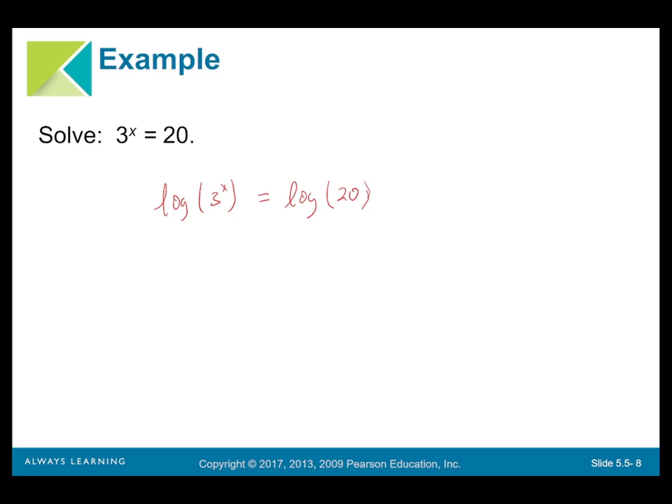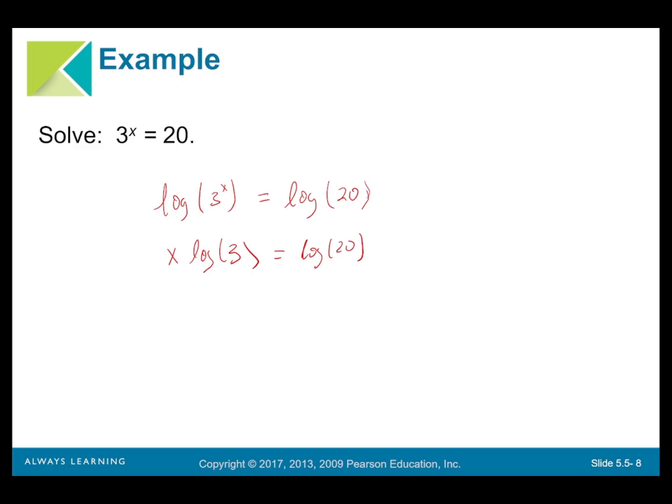It's totally fine to go with base 10 here. I would suggest if there's e's in the equation to do a natural log. Those are pretty much the two that you'll deal with, log base 10 or natural log. Here, log base 10 makes sense. What we can do now is move that x out of the exponent and put it in the very front. So then we get x log of 3 equals log of 20. That's using our power rule.